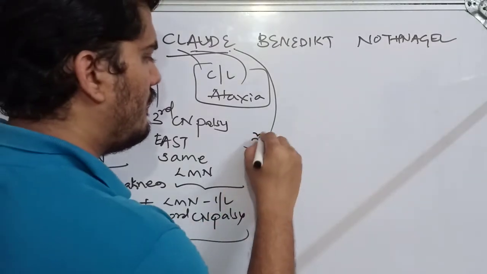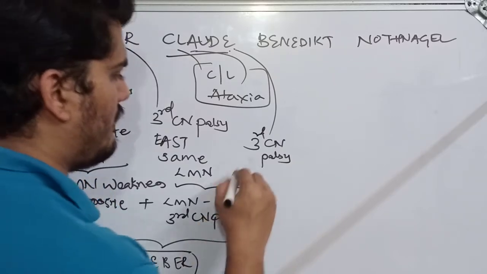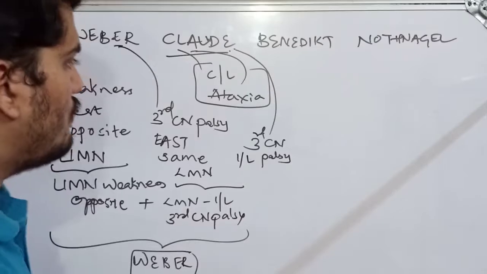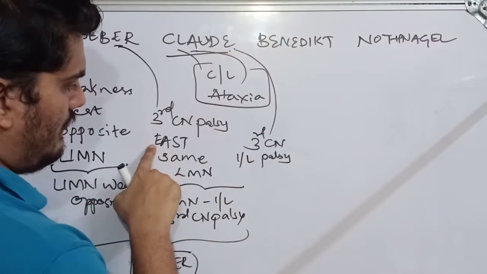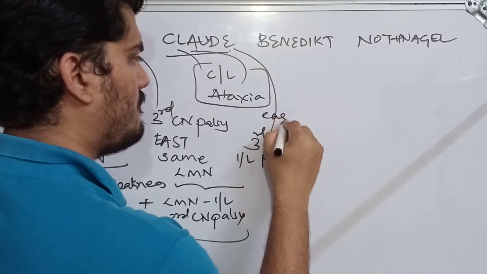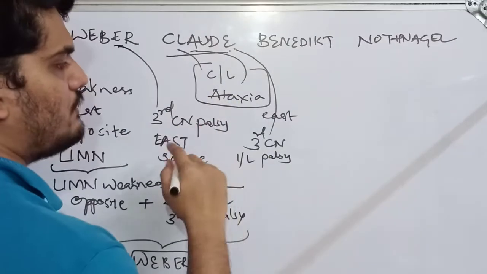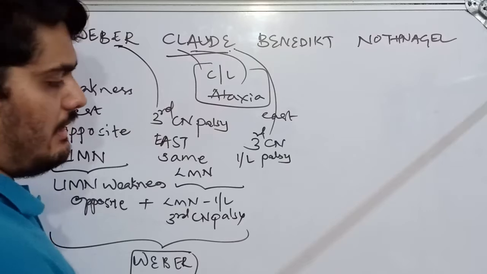Is it completely enough now? Contralateral ataxia with ipsilateral... how to remember the ipsilateral again? Same logic. E stands for east direction, same direction. So third cranial nerve palsy, which is east directed. So ipsilateral palsy of the third cranial nerve along with contralateral ataxia.